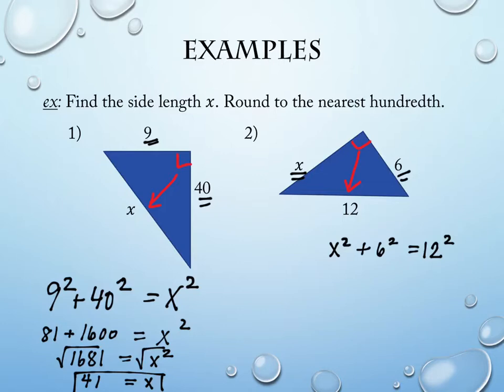So again, order of operations. So what is 6 squared? 36. How about 12 squared? 144. And then as I'm working with solving equations, I need to move the 36 to the other side. Subtraction, that's right. So we'll subtract the 36. What's 144 minus 36?